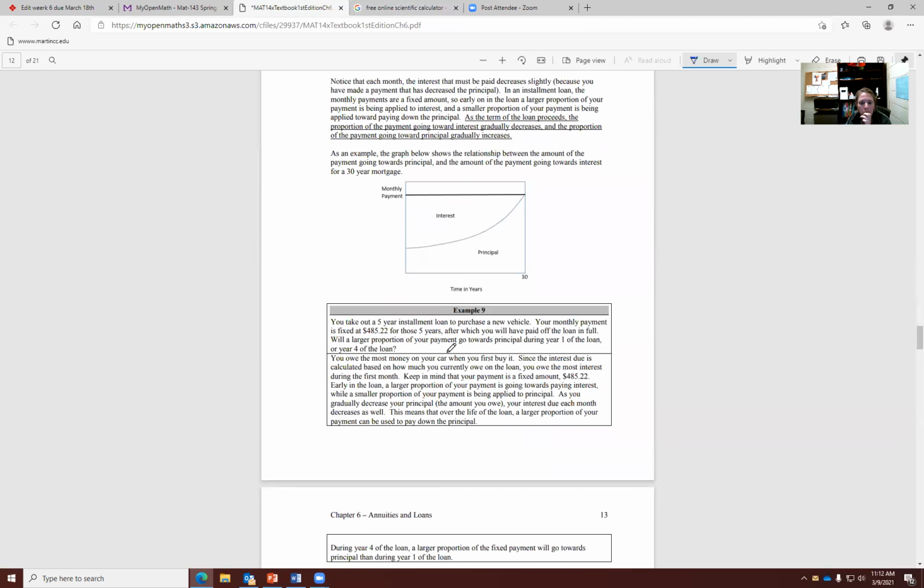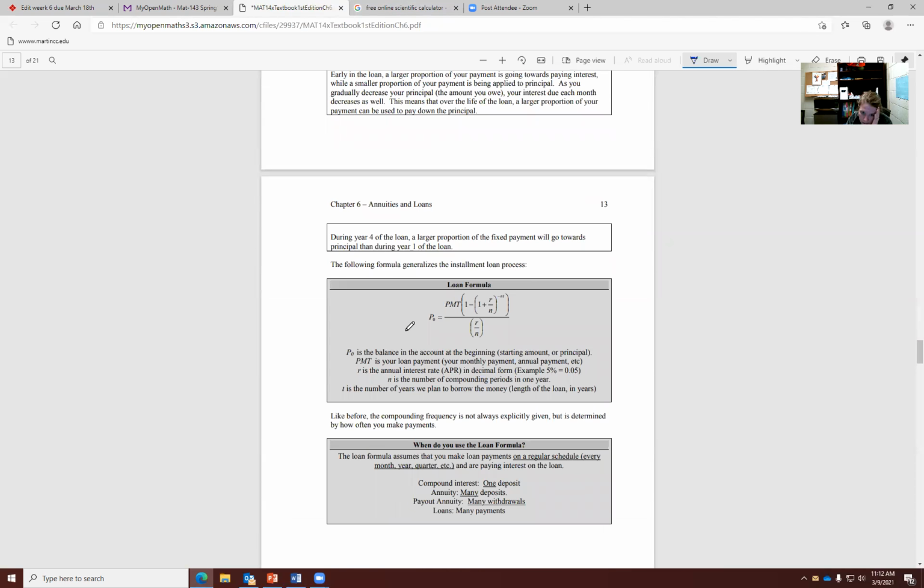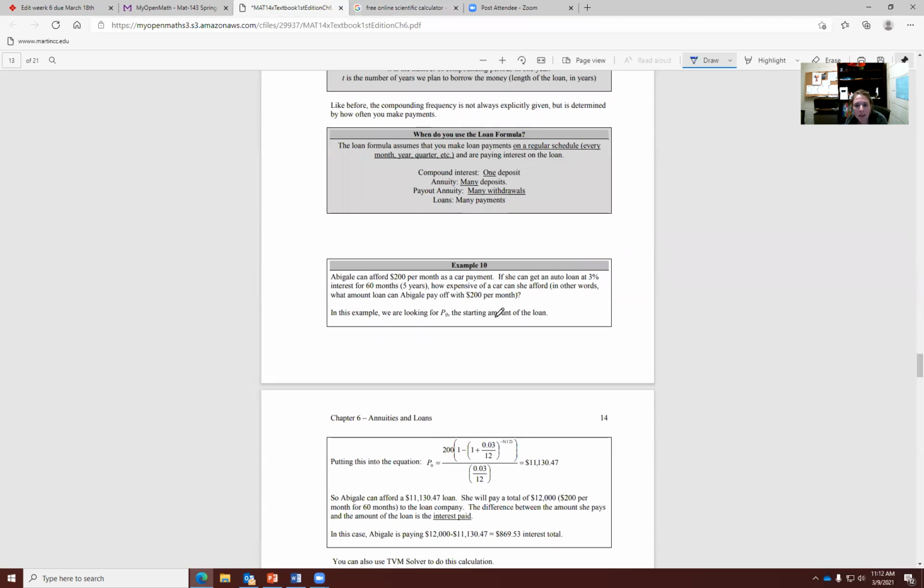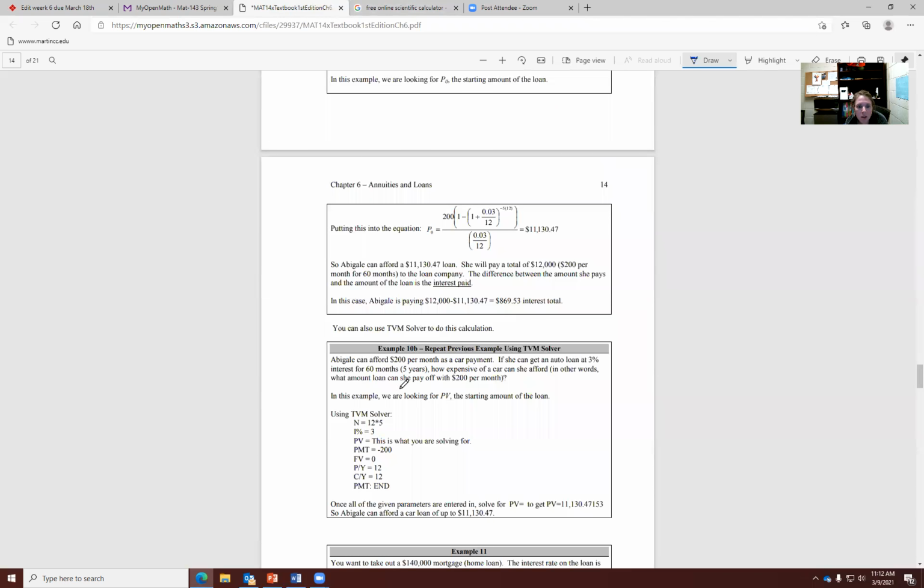Now let's do an example of the loans. The loan formula is a very similar formula. Instead, though, you're paying to the loan. You're paying your bank for the loan. Okay. You're making many monthly payments, or most loans are monthly. All right. Let's look at this one.